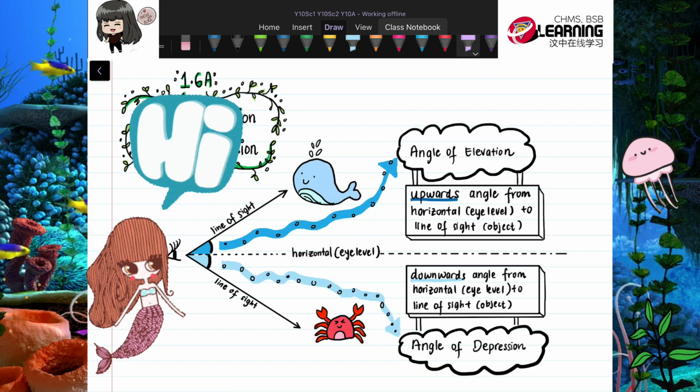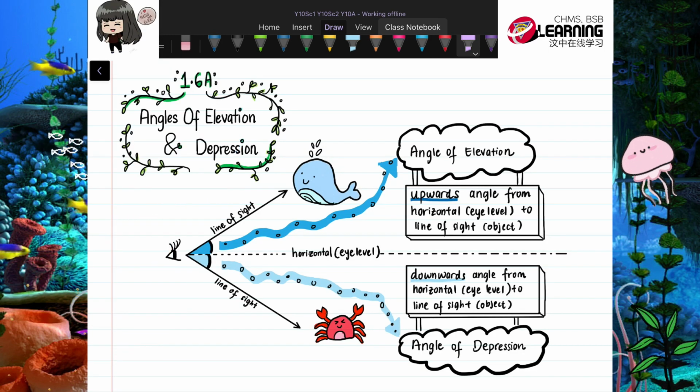Hi everybody! So today our lesson we're gonna learn angles of elevation and depression. It's in chapter 1.6. There are two parts, which is A and B. So this is what we're gonna learn for today. Okay, so before that, let's check our previous lessons answers.